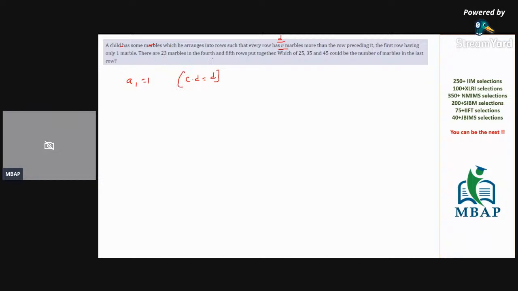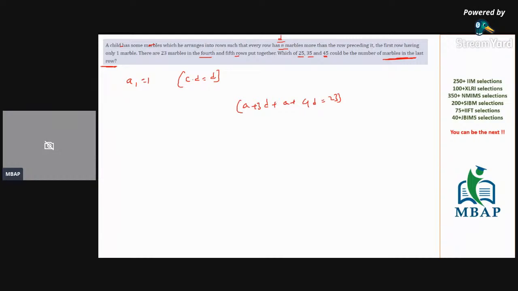It also says there are 23 marbles in the fourth and the fifth row. So A plus 3D plus A plus 4D is also known to us as 23. And the question is, which out of 25, 35 and 45 could be the number of marbles in the last row.